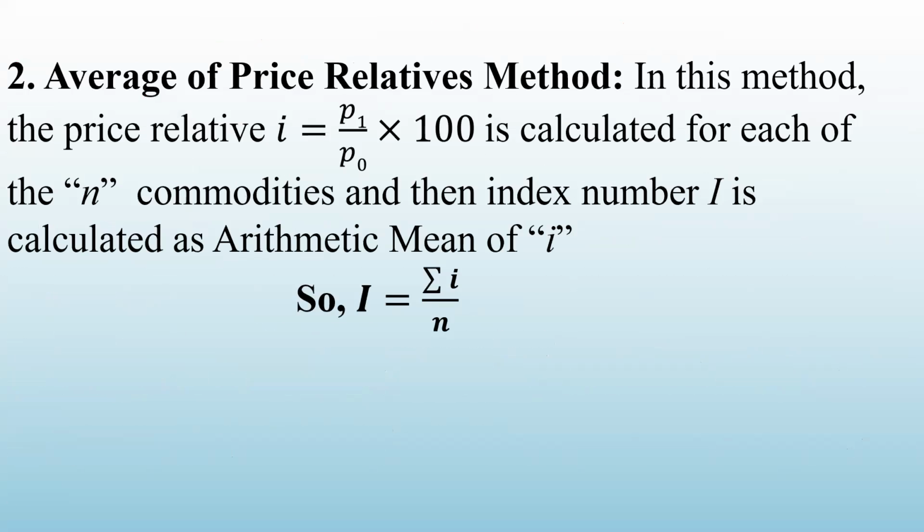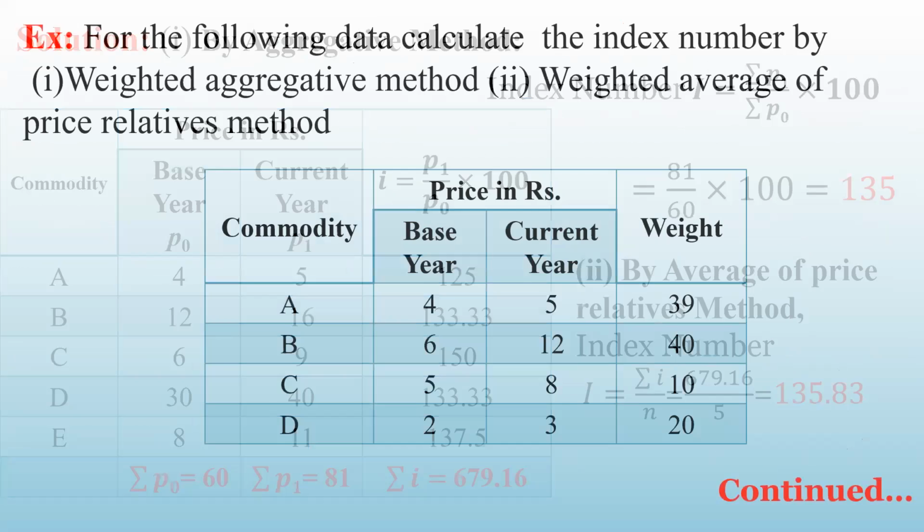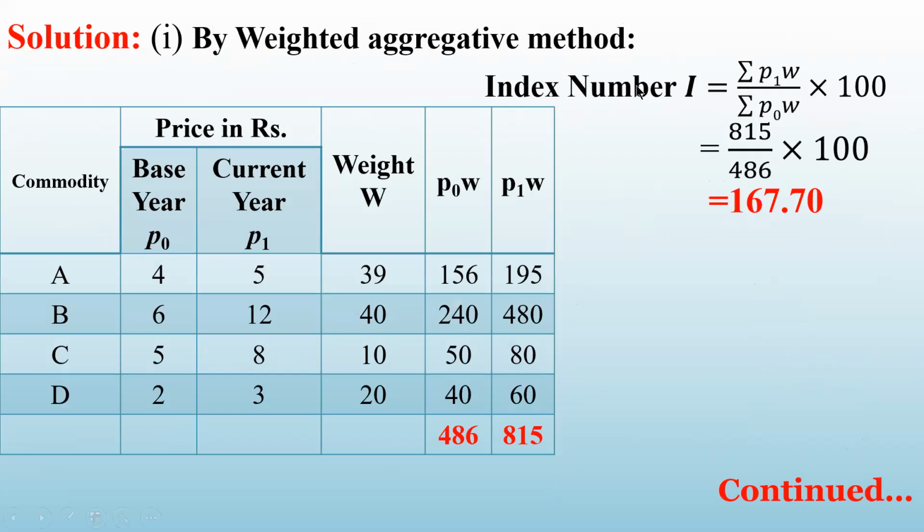We have seen that if weights are assigned to different commodities, then by the aggregative method you get the index number as summation of P1W divided by summation P0W into 100. If you assign W different values, you get different index numbers. If you put W equal to Q0, the quantity consumed in the base year, you get Laspeyres's index number. If you put W equal to Q1, you get Paasche's index number. These are the two basic index numbers. Then Fisher's index number is the geometric mean of IL and IP, that is, the square root of IL into IP.